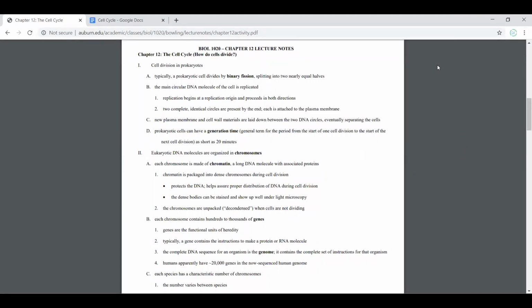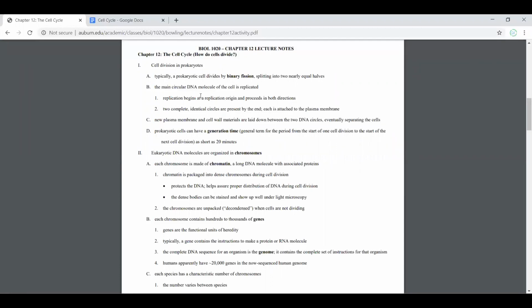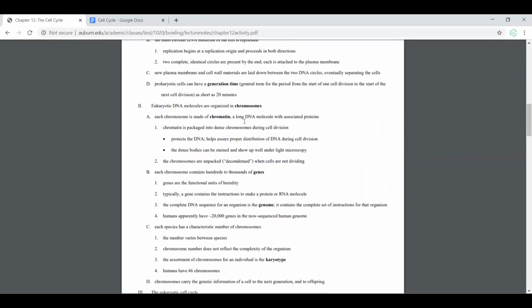So if you think about a bacteria, think about it just splitting in two equal halves. All the ribosomes and the genes are distributed equally among the two halves. And as it says here, the main circular DNA molecule of the cell is going to become replicated. So we don't have to discuss the details of binary fission, but just know that prokaryotic cells divide by binary fission.